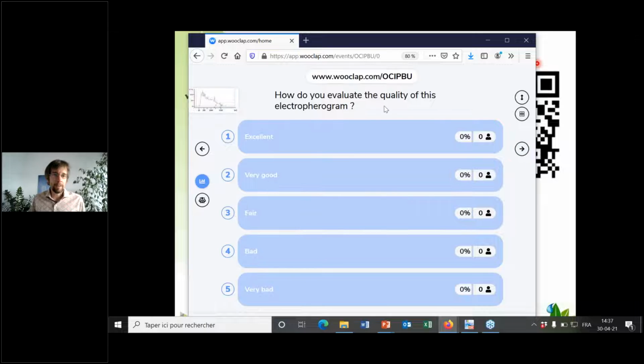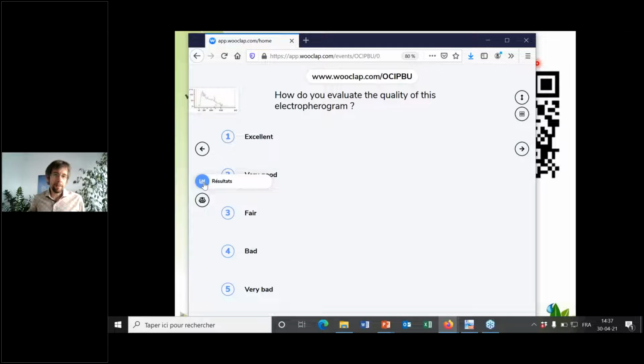Second exercise, you have another electropherogram here. How do you evaluate it? Just look at this. Think on it. You also have 35 seconds to respond.